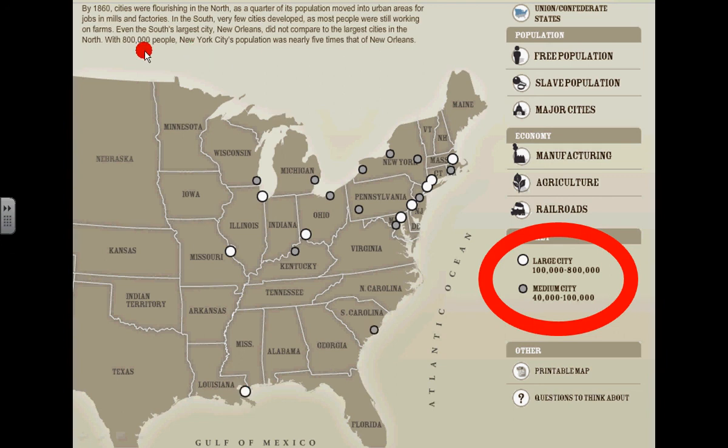And then I know it's kind of small up here, but it's kind of interesting when you look at the last remarks here. It says, even the South's largest city, New Orleans, did not compare to the largest cities in the North. With 800,000 people, New York's population was nearly 5 times that of New Orleans. So again, even though you've got two cities here, even the cities themselves are not comparing when you look at the total population of these areas up in the northeast corridor.